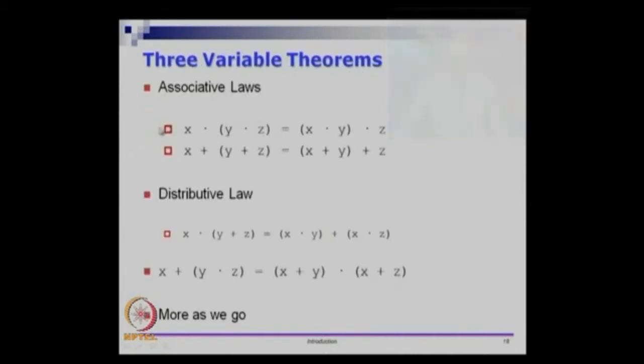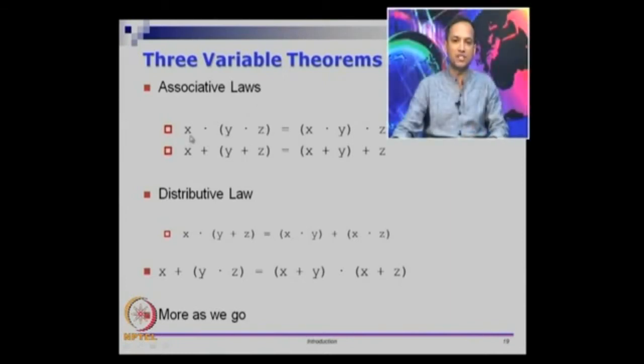Finally, we have the so called three variable theorems. Three variable theorems assume that there are three switches x, y and z and they are connected using this fashion. If we put all of them in series, this is what it means, y is connected in series with z and that setup is connected in series with x. The value that x and y and z takes is the same as the value that x and y will take ANDed with z. Similarly, x or y or z will take the same value as x or y or z. So this is called associative law.